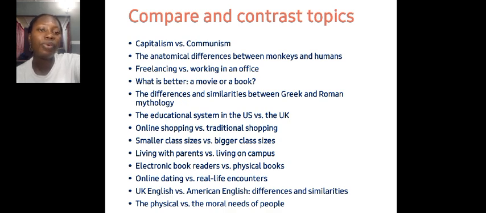Topics for that style of writing can be capitalism versus communism, the physical versus the moral need of people, online dating versus real life encounters, living with parents versus living on campus, etc. So this can serve as your inspiration for your next compare and contrast writing.